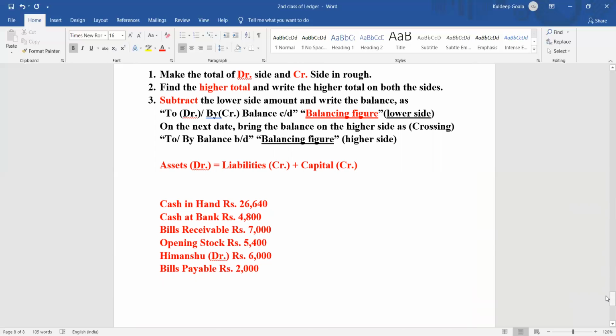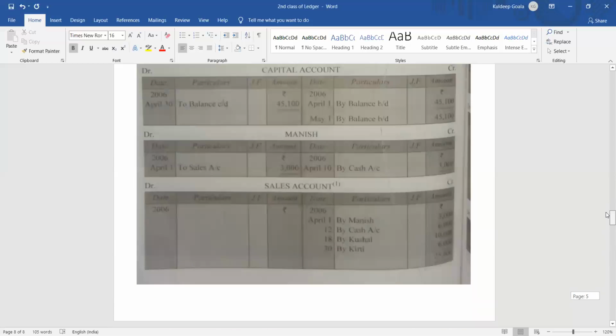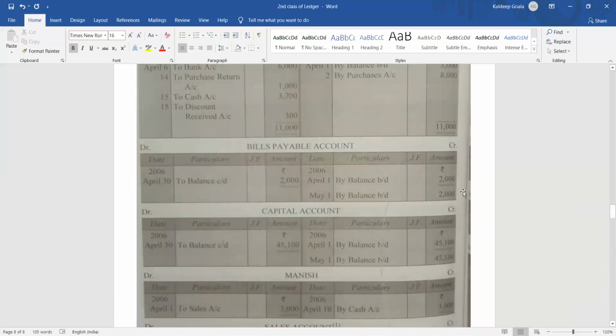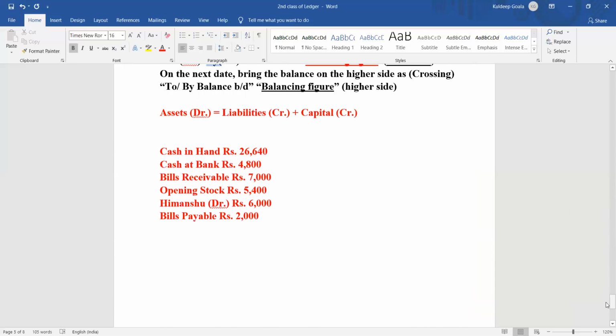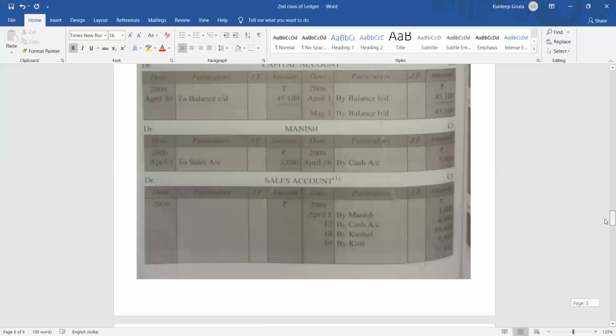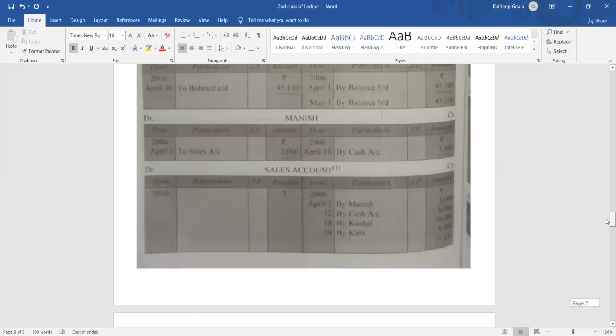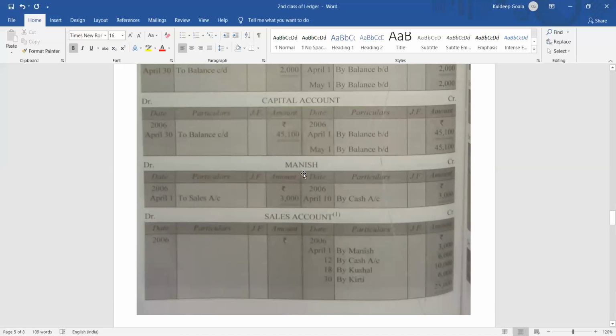Then coming to the next one, after bills payable, what do we have? Capital account. How much? 45,100. These items can easily be identified as credit balance or debit balance, so no need to write for all those things. Capital account was showing how much? 45,100. Clear? Be very careful while writing the amount, otherwise your answer might not match later. Then comes Manish, and you can see the balance has been settled. Both the sides are the same, no balancing figure, so no need for the Manish account also.